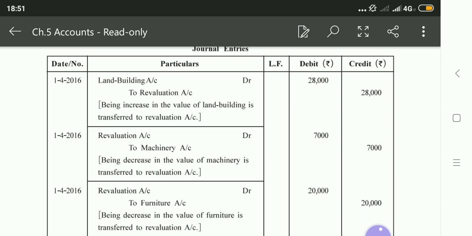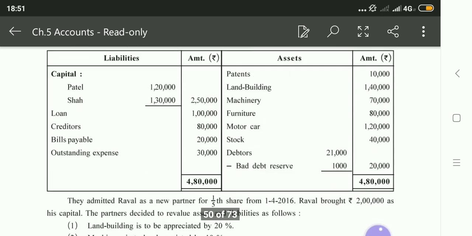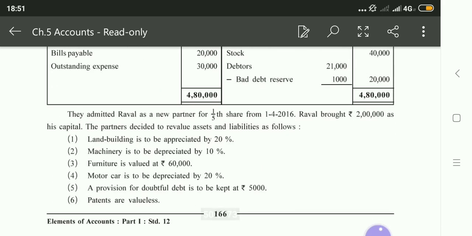Moving towards the second adjustment, quickly, machinery is to be depreciated by 10%.